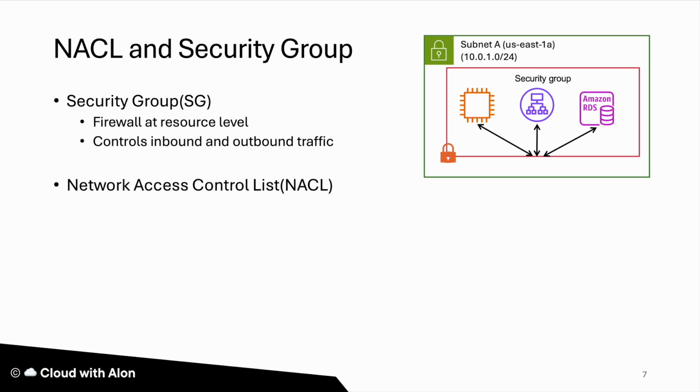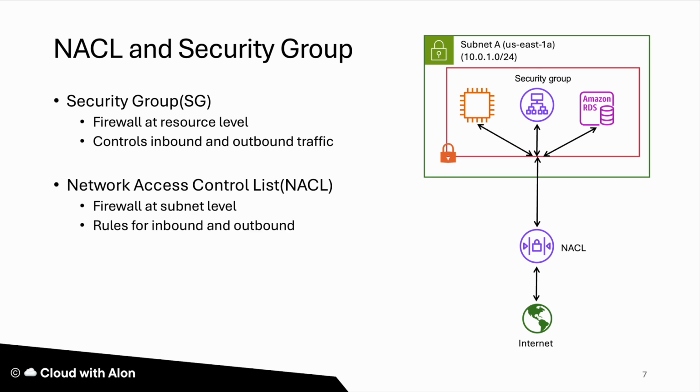A network ACL, on the other hand, is a firewall at the subnet level. It controls traffic coming in and out from the entire subnet. Rules are set for inbound and outbound traffic.